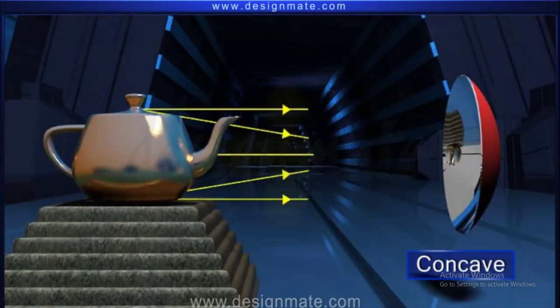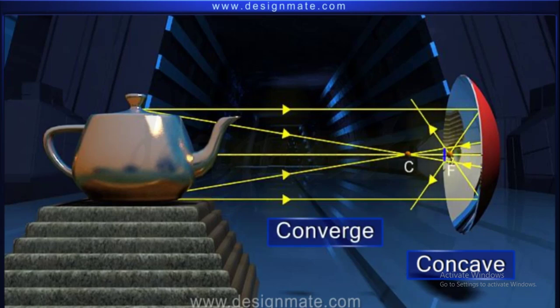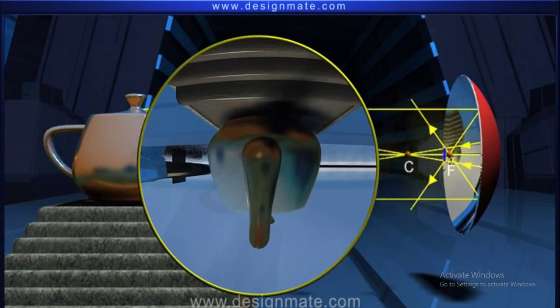We know that when light is incident on a curved mirror, it gets reflected and either converges or diverges depending on whether the mirror is concave or convex. Due to this reflection, we can see the image of an object placed in front of these mirrors.